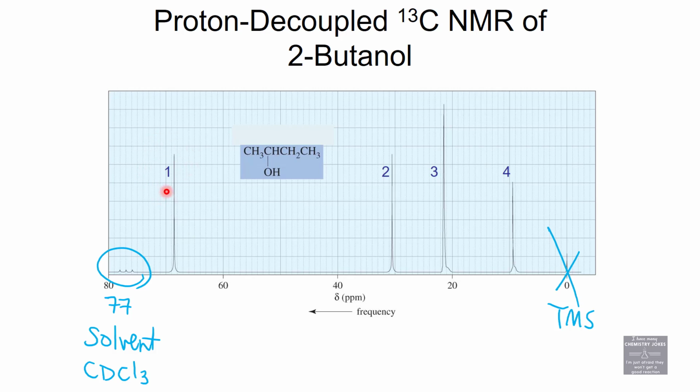I can say carbon number 1 is furthest left, so I can pretty confidently say this carbon directly connected to the OH of my alcohol must be that carbon. The further left, the closer it is to something electronegative. As far as which carbons precisely are 2, 3, and 4, that's a little bit beyond our expertise and our expectations for this class, but it's totally doable in higher level chemistries.